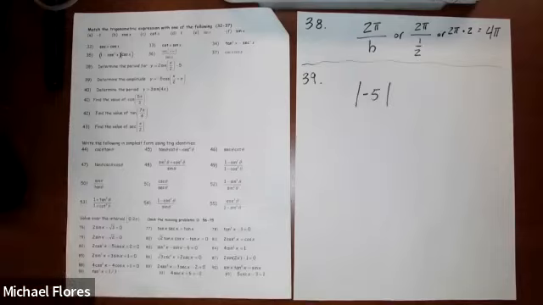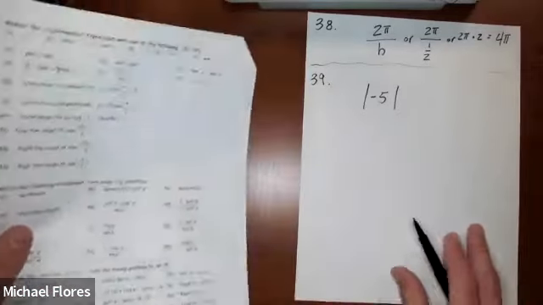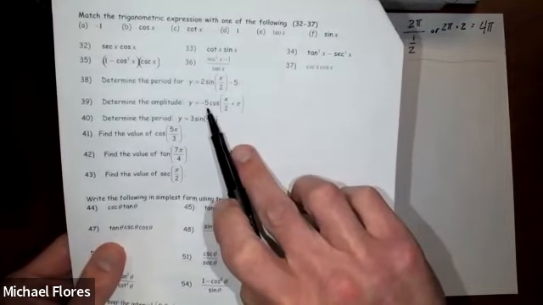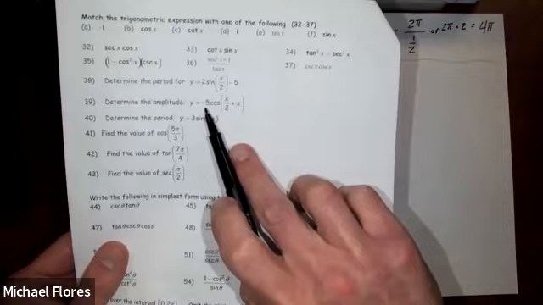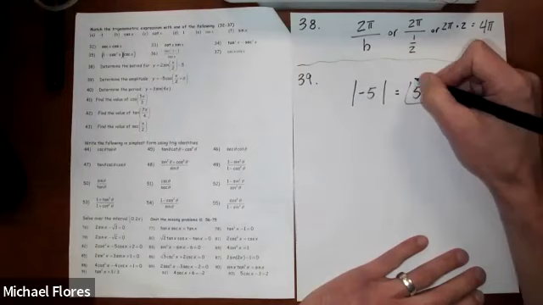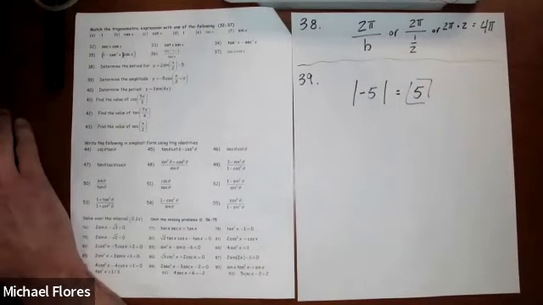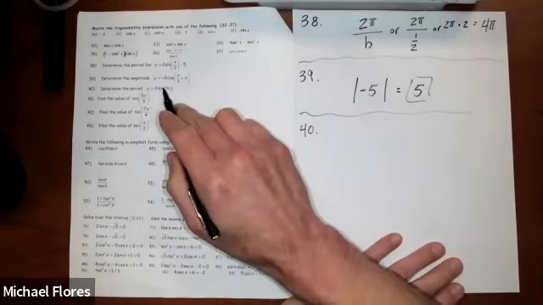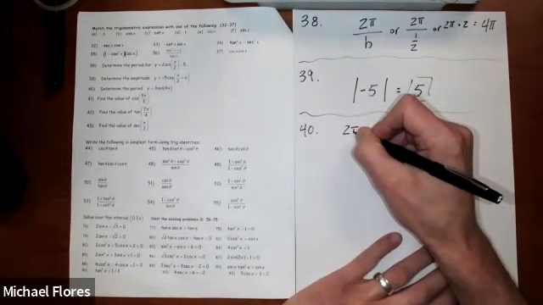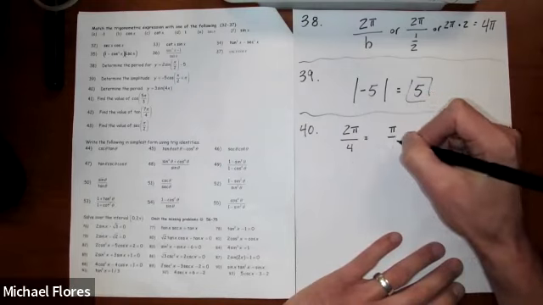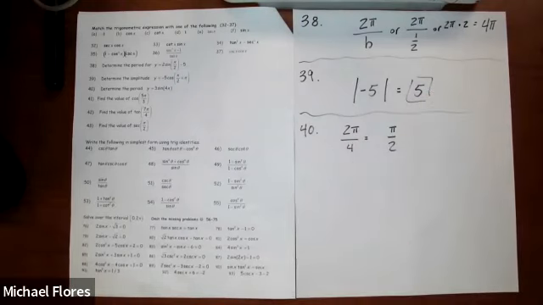39, it wants us to determine the amplitude. In order to do that, you take the absolute value of that number that is in front of your trig function. So the absolute value of -5 is +5. So that's your amplitude. For 40, determine the period. Our b value here is 4. Our final answer of pi/2.